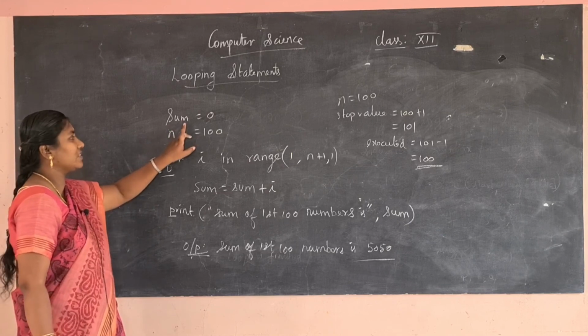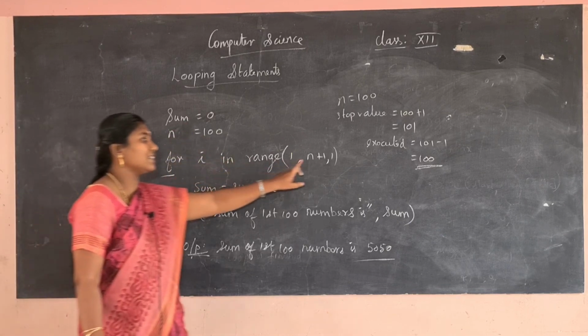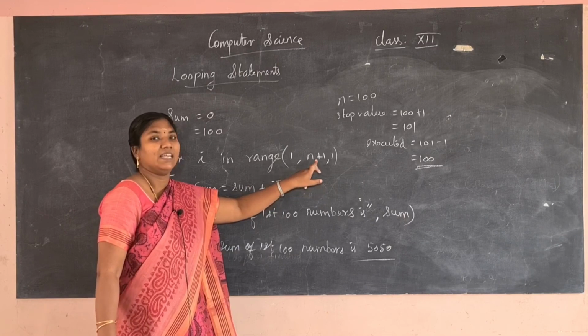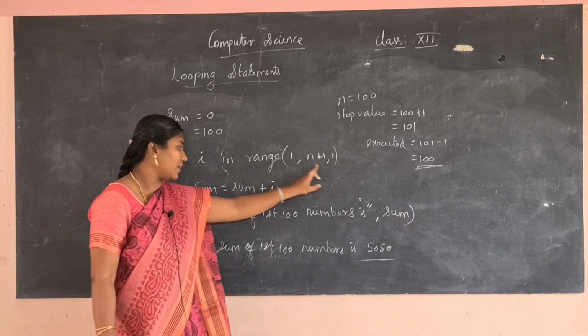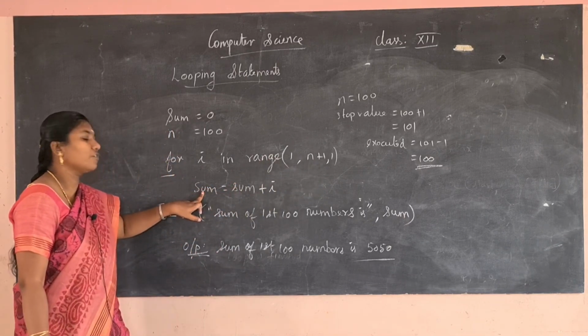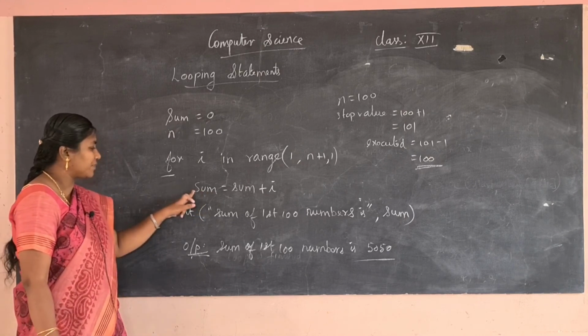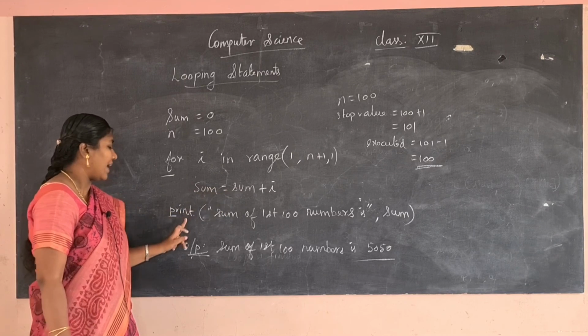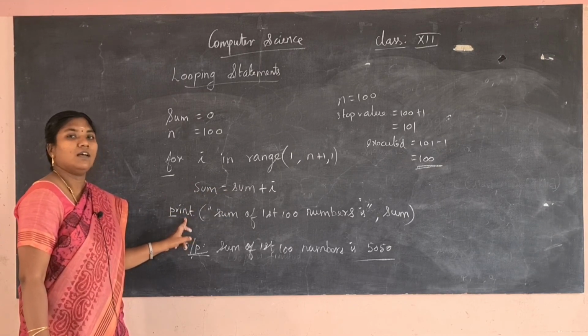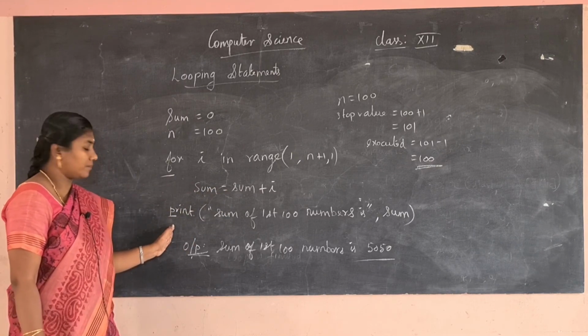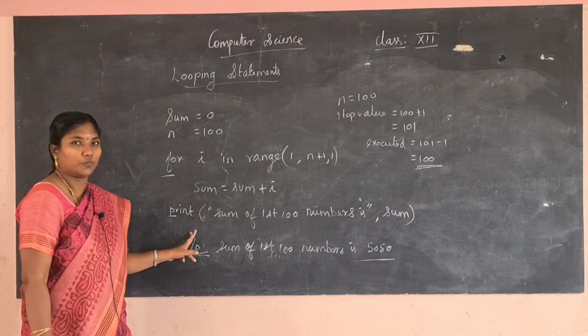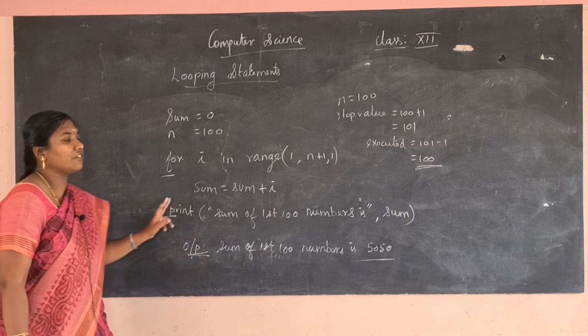So sum is equal to 0, n is equal to 100, and in the range I have given n plus 1 because it takes values up to minus 1. This is the only statement inside the for loop, that's why I have given one tab space after the for loop. And the print statement belongs to the general building block and not inside the for loop. Clear, students? So with this the for loop gets over.